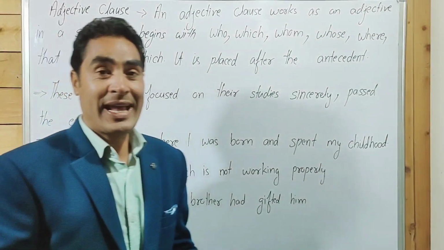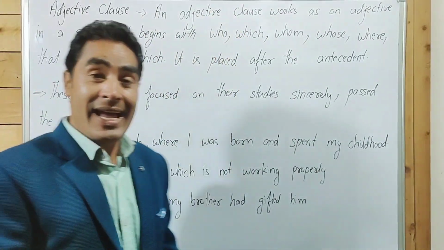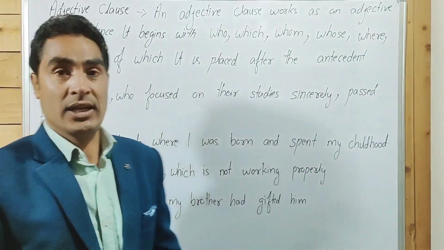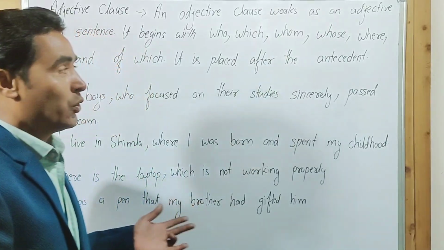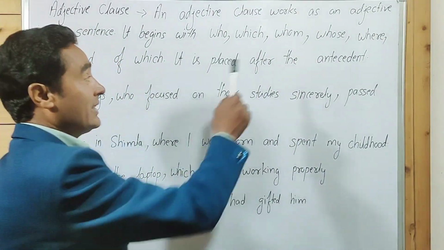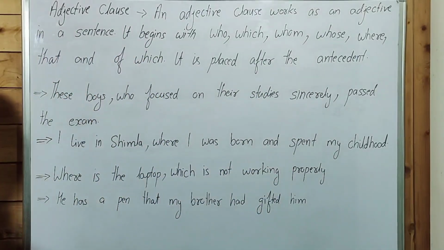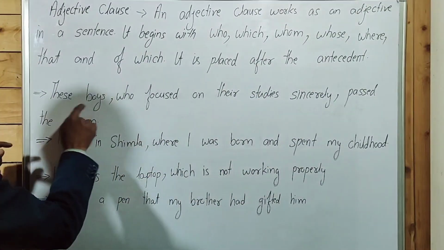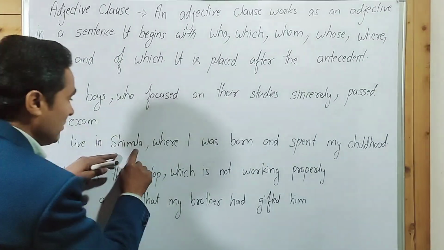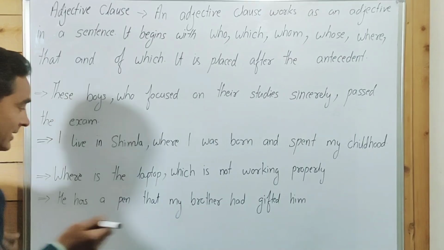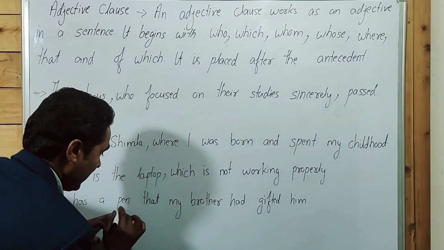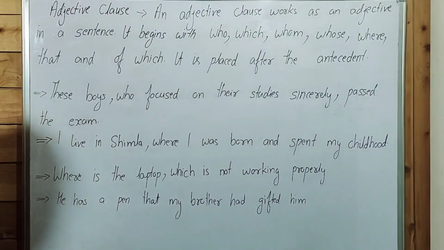An adjective clause. An adjective clause works as an adjective in a sentence. It begins with who, which, whom, whose, where, that, and of which. It is placed after the antecedent. What is an antecedent? Boys. In this sentence, boys is the antecedent. Shimla is an antecedent. Laptop is an antecedent in this sentence. Pen is an antecedent in this sentence.